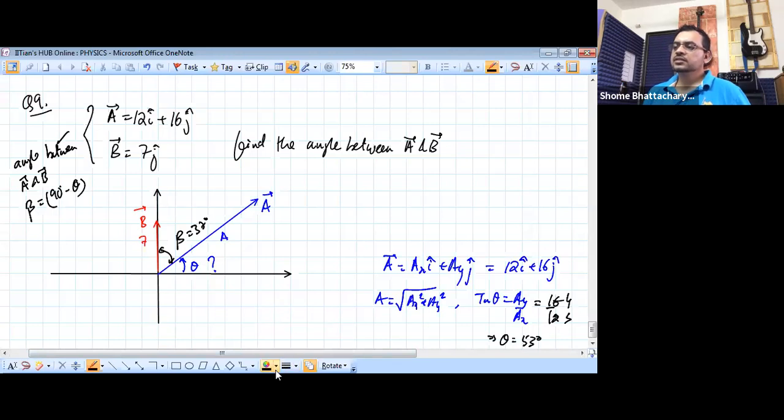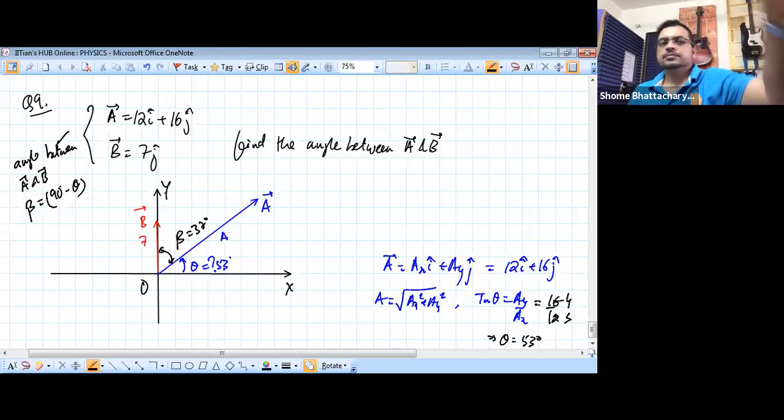So this is the easiest way of doing this question. In fact, the moment you see this question, this is the method that should come to mind: that this is already along the y-axis. So all I have to do is find the angle that vector E is inclined at, and then I can just subtract that theta from 90 degrees. That will give me the angle between A and B. Okay, people, is this clear?